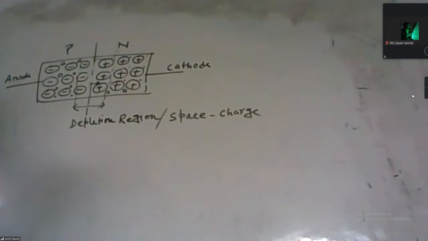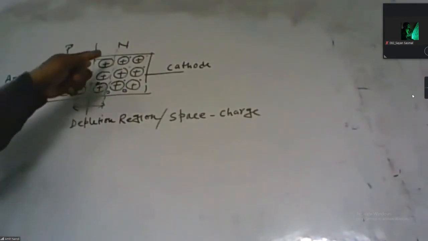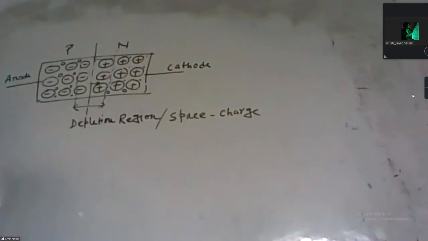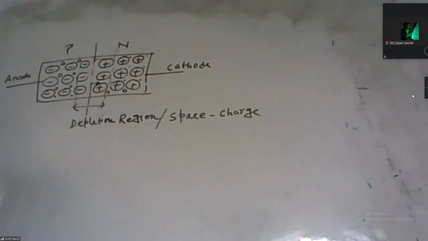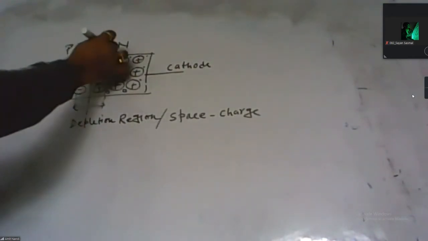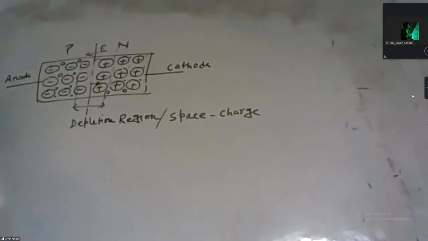So due to the presence of opposite polarity charges, an electric field is created, and the direction of the electric field is from the N-type side to the P-type side, because the positively charged donor ions accumulate on the N-side and the negatively charged acceptor ions are on the P-side. This electric field is called the barrier field.